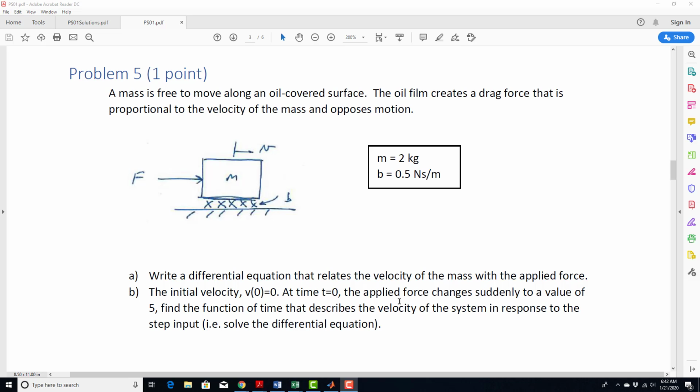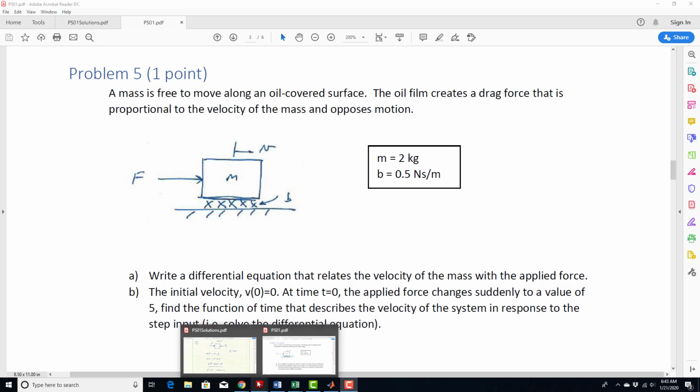So the first one here is a mass sliding on a flat surface with an oil film. So it's a mass and a damper. And it becomes a first order system in velocity, so we're asking you to write the differential equation that relates the velocity to the applied force, and given the initial condition of 0 velocity, and the applied force has a step change to a level of 5 newtons, solve the differential equation.